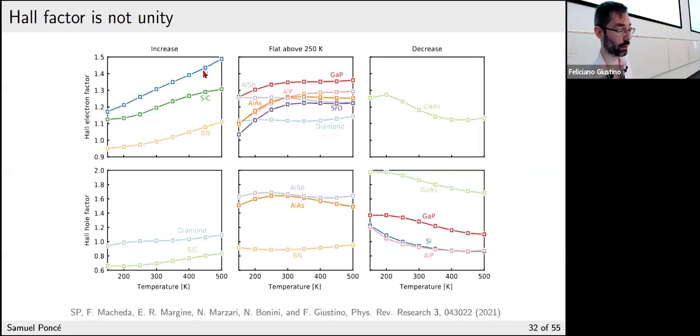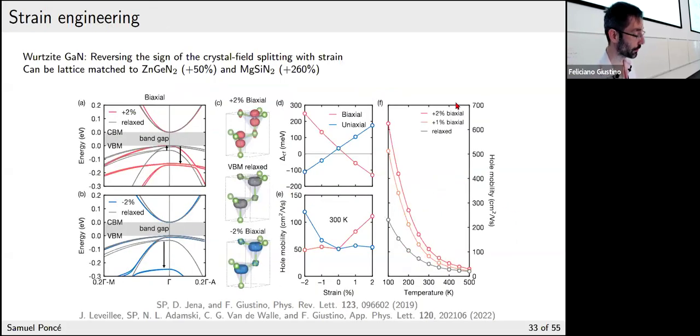In some cases, it increases with temperature. In some cases, it's flat. In some cases, it decreases. Sometimes it's much bigger than 1, sometimes much lower than 1. So you really need to compute it. We think it's quite important.